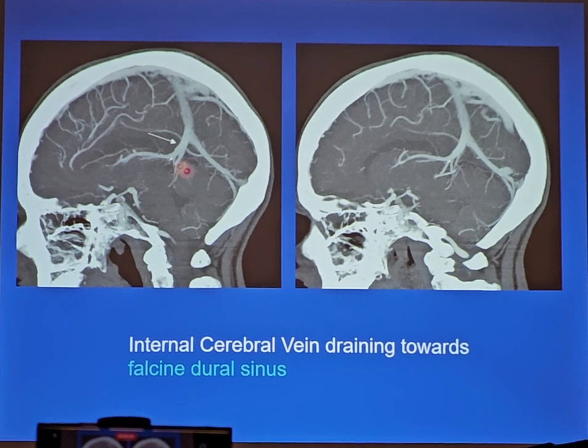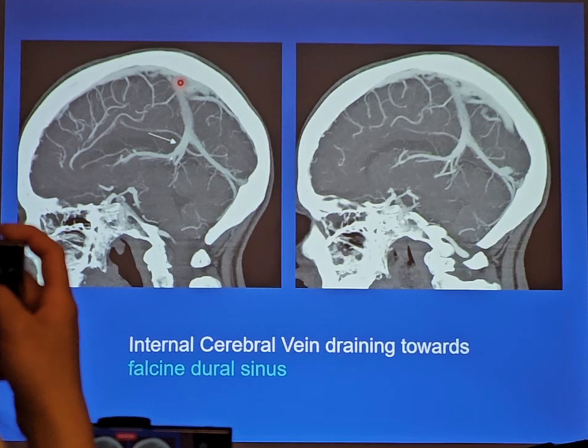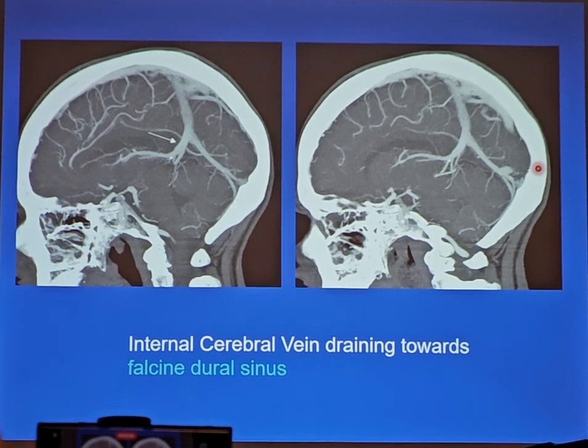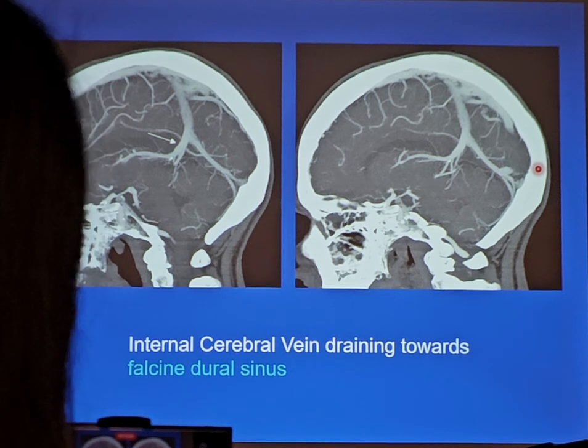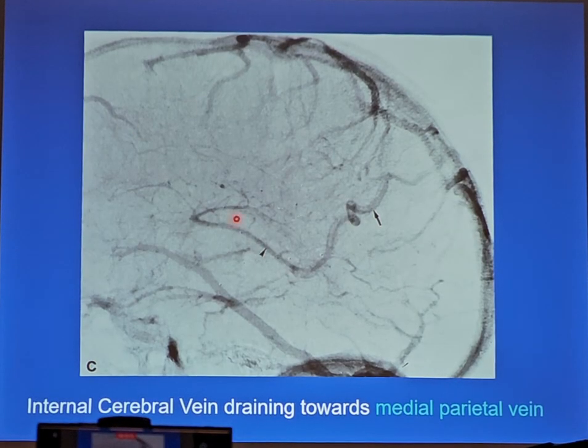And here you can see how the internal cerebral vein is not draining to the vein of Galen at all, but it's actually draining to the falcine dural sinus and out and down the superior sinus. So this is often seen in patients with vein of Galen malformations. This is rerouting, but you can see this case was not symptomatic, no vein of Galen malformation, but it's purely a rearrangement of the distal exit route of the internal cerebral vein.